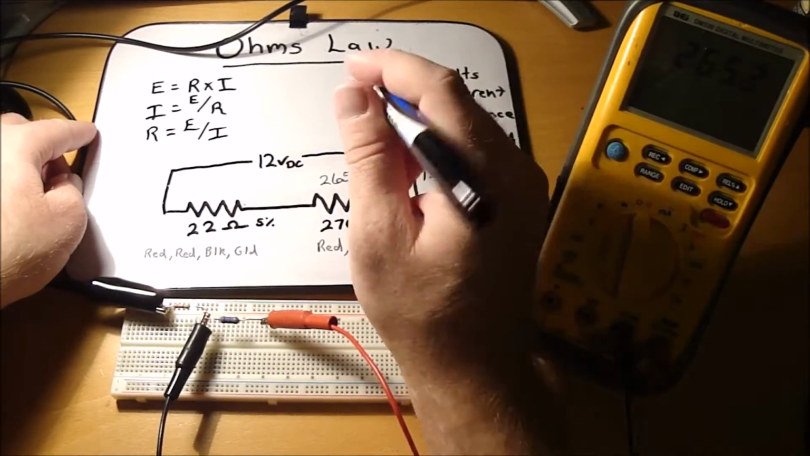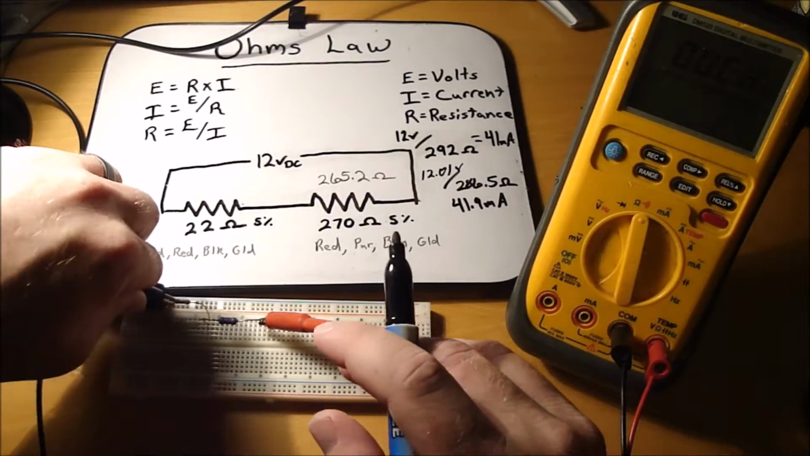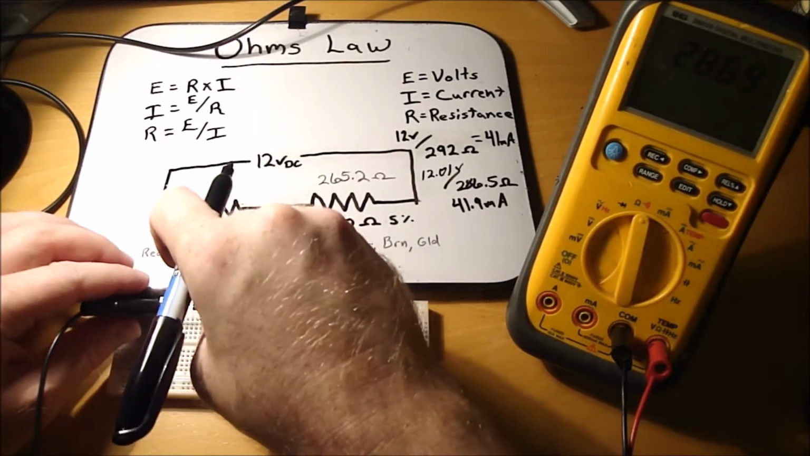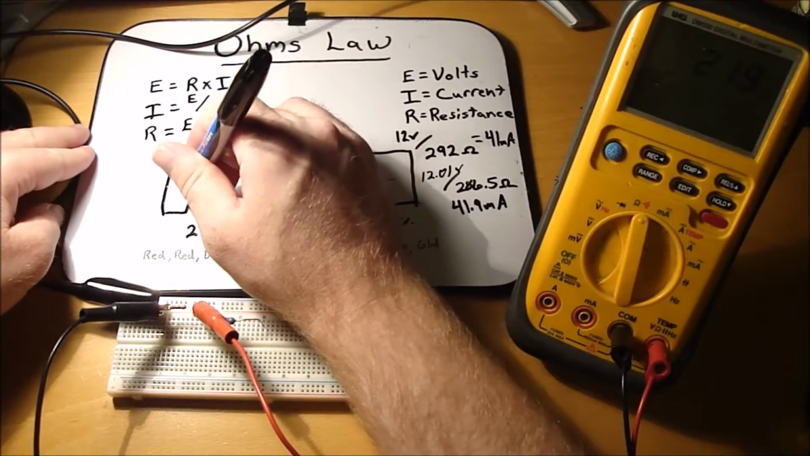Let's just measure the other one while we're here. And that resistor measures 21.9 ohms.